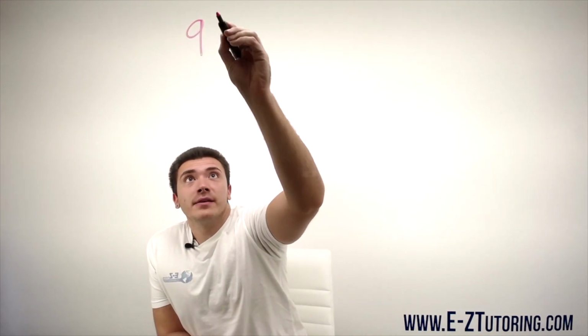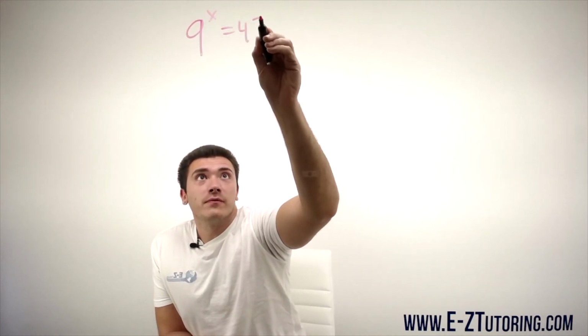Today we're going to cover how to solve exponential equations using logarithms. Let's jump straight into it. Suppose we have 9 to the power of x equals 45.